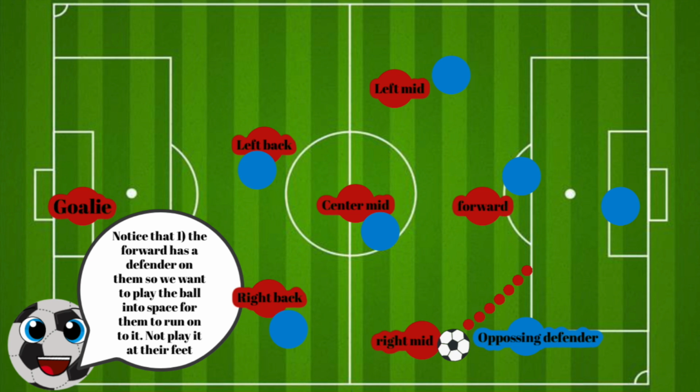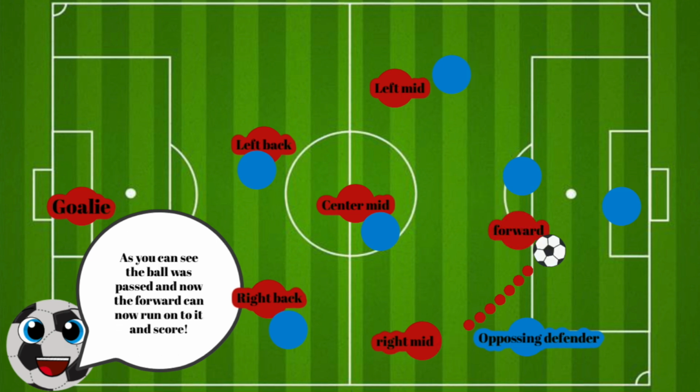Notice that the forward has a defender on them, so we want to play the ball into the space for them to run onto it, not play it at their feet. As you see, the ball was passed into the space, and now the forward can run onto it and score.